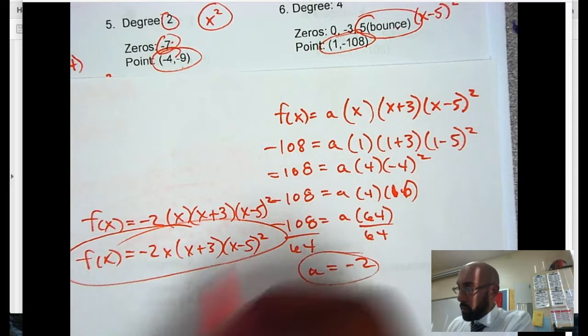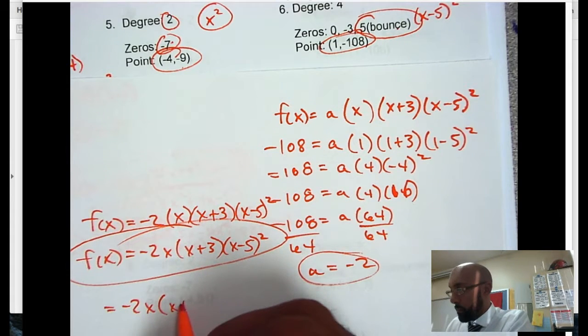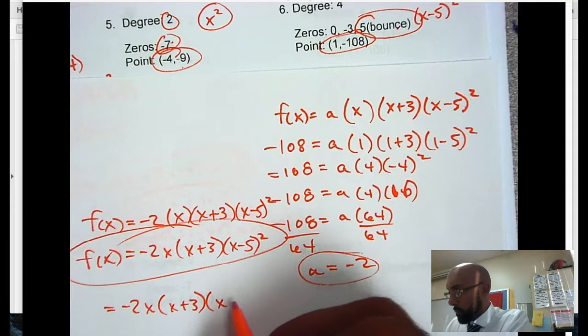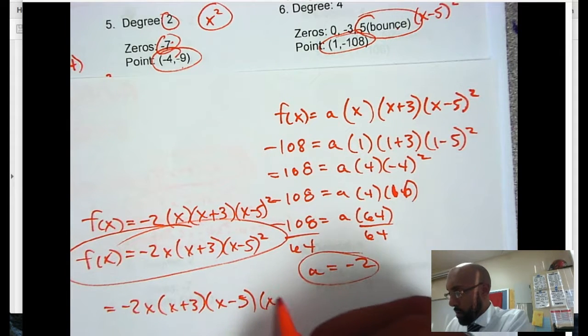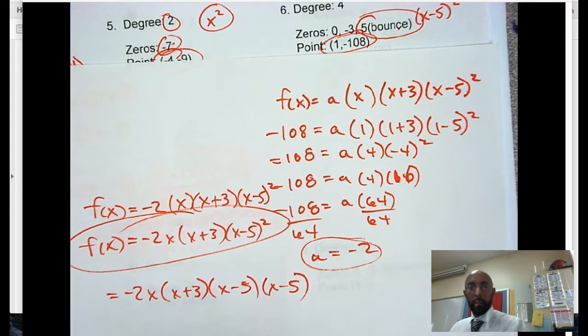But just remember this, in order to multiply it out, we're going to have to expand it. So we'll multiply those out. So I'll post the answer, pause it, try it on your own, and then check back.